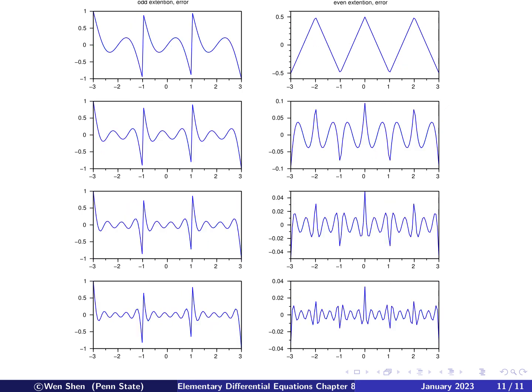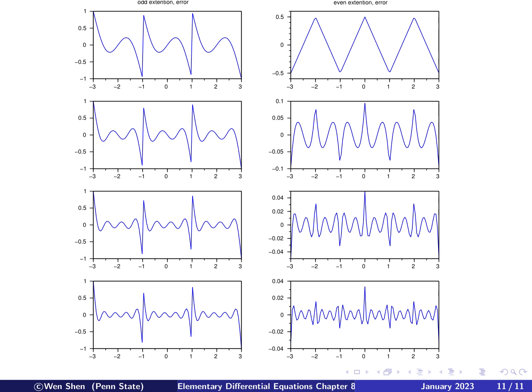Okay, so here are the errors of the even and odd extension, just the errors of the function in the previous graph. And I want to call your attention to the scale of the error. Okay, so taking one term in the partial sum for the odd extension, this is the error. Look, the error is from -1 to 1. Okay, and then for the even extension, the error is from -5 to 5. This is quite big.